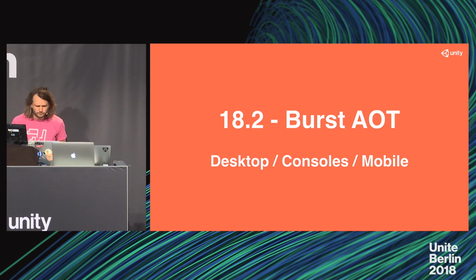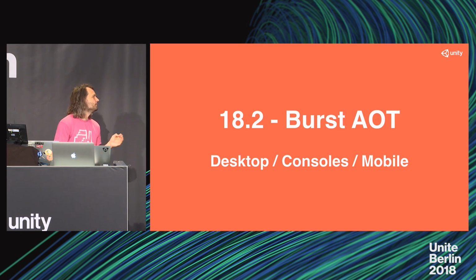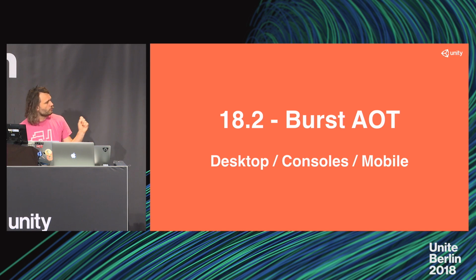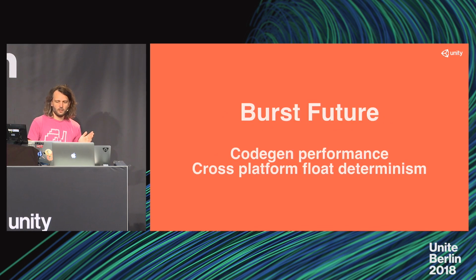And in 18.2, what we're adding is Burst AOT. So essentially, support for desktop, consoles, and mobile. You can now use the Burst compiler, and that means you can actually get these performance gains in a game that you're shipping. It's still in preview, but you can actually build a player that has all of these optimizations enabled. So that work is pretty much done now.